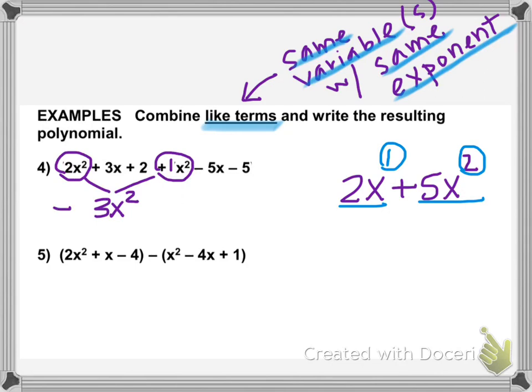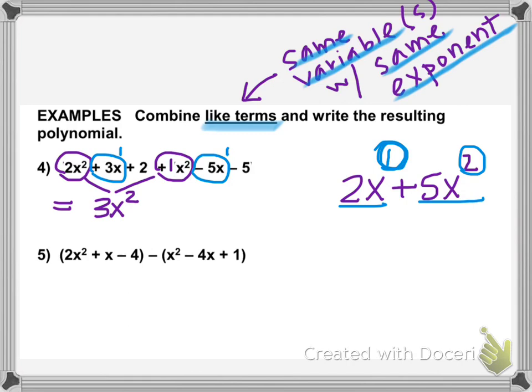Okay? Let's see if we have any other like terms. All right, my next term is a positive 3x. So I'm looking for another variable term that has an x with that exponent of 1, or doesn't appear to have an exponent. That would be this negative 5x. They both have an invisible 1 exponent. So they're like terms. I've got a positive 3 and a negative 5.